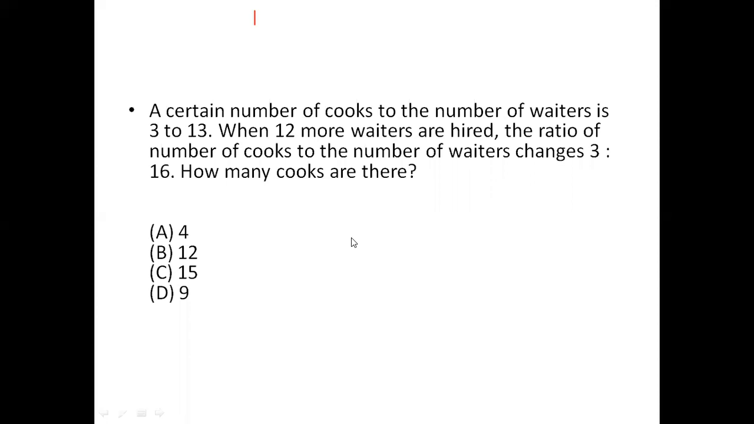Got the point, guys? Understood the story in the question? Okay, let me help you to solve this one. We all will solve together. So a certain number of cooks to the number of waiters is 3 is to 13. Okay. As the numbers are in ratio, you need to take one common factor, right? So 3x and 13x. I have taken the common factor as the numbers are in the ratio. So just check for the next line, guys.